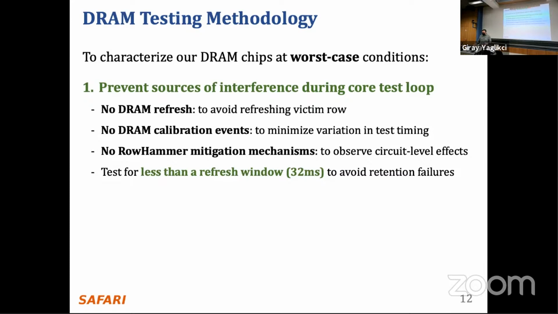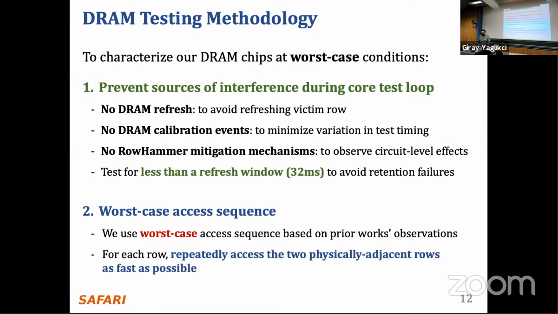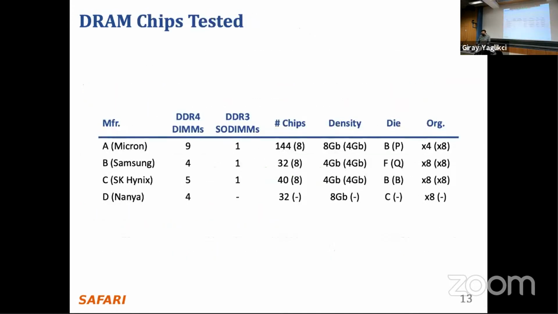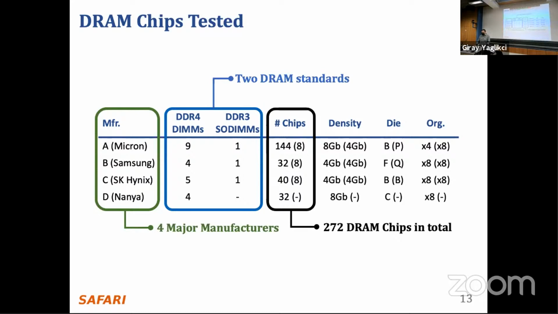Our tests complete in less than a refresh window to avoid any retention bit flips getting into our data. And we use the worst-case access sequence, which is named a double-sided attack, where we repeatedly access the two physically adjacent rows of a victim row as fast as possible. And this is a list of the DIMMs or DRAM chips that we use. We use 272 DRAM chips in total from 4 major manufacturers, implementing 2 DRAM standards and different densities, die revisions, and chip organizations.